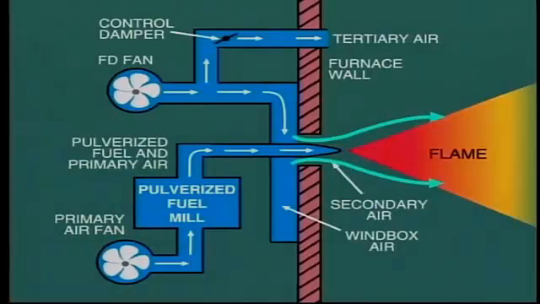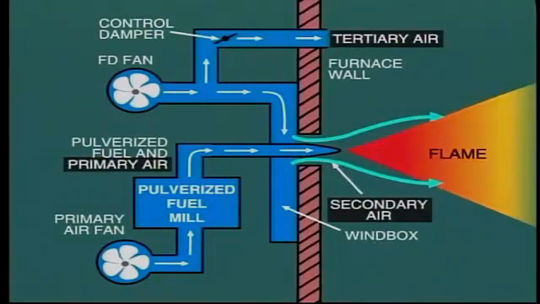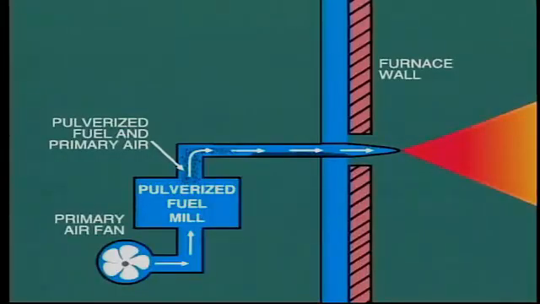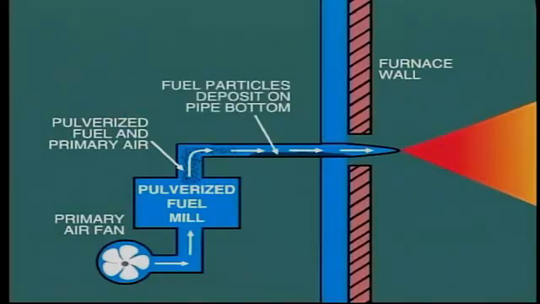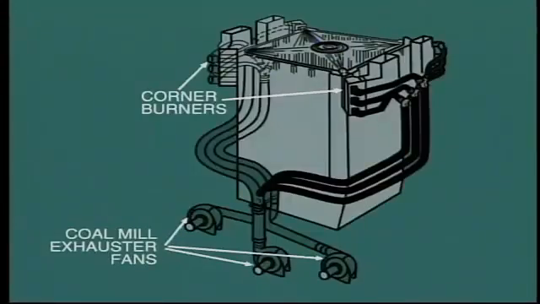Over and above this, the distribution of air between primary, secondary, and tertiary systems must also be adjusted to provide the optimum combustion conditions. There is a limit to how far we can reduce fuel flow to each burner. This is because the fuel particles can no longer be carried in the airstream, and may instead deposit on the bottom of the conveying pipework. At low loads, therefore, a set of burners and the associated mill will need to be taken out of service.